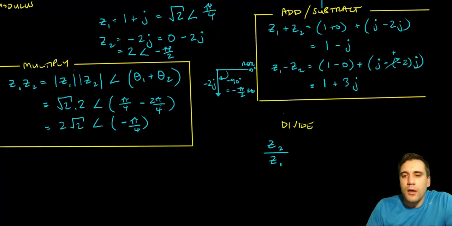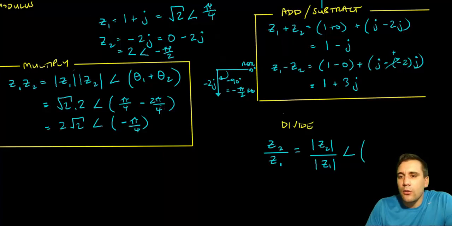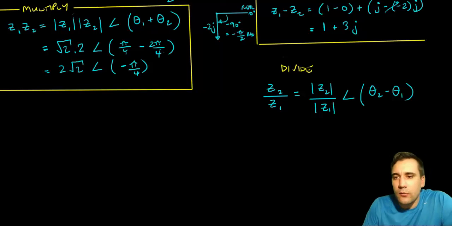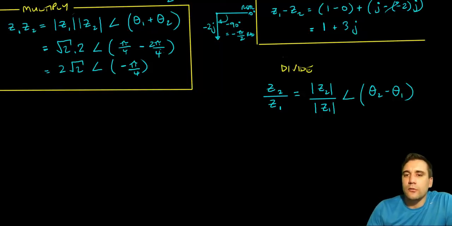Is it going to be some similar idea to what's going on over here with the multiply? Is it going to be similar to this? Well, it is. In fact, we're going to simply do this: magnitude of Z2 over magnitude of Z1, and that's going to be at an angle which is going to be theta 2 minus theta 1. So when we multiplied, we multiplied the magnitudes and added the angles. Now we're dividing the complex numbers. We're going to divide the magnitudes and subtract when it comes to the angles. So that seems like it should be pretty easy. So what's that going to be equal to?